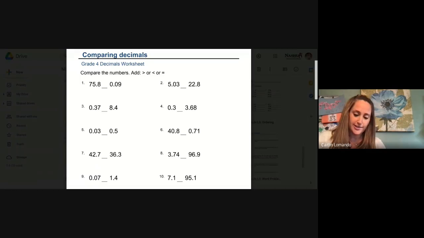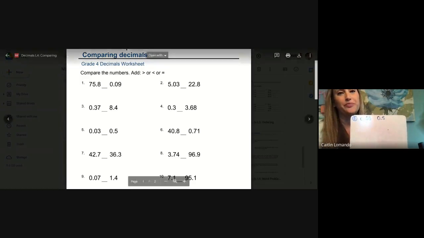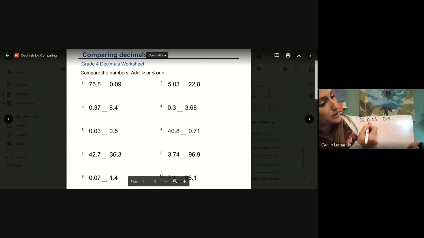Number 5 says 3 hundredths, 5/10. So here we have zeros before. Well, that doesn't help me. So then we look to the next one. We have a 0 or a 5. Well, that's easy. I definitely know what's bigger between a 0 and a 5. Let's pause here. Insert the right symbol. What's bigger, the 0 or the 5? The 5 is bigger.